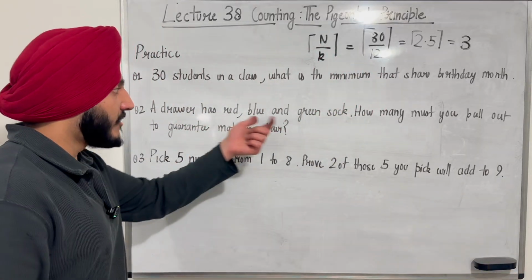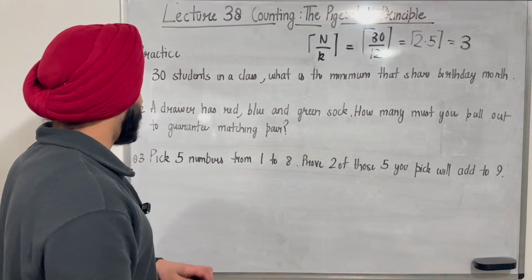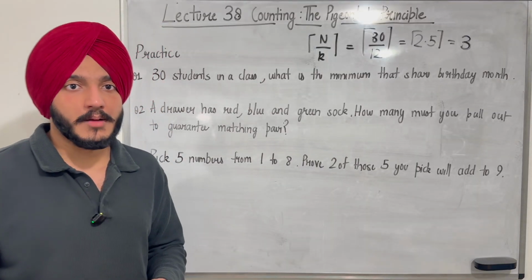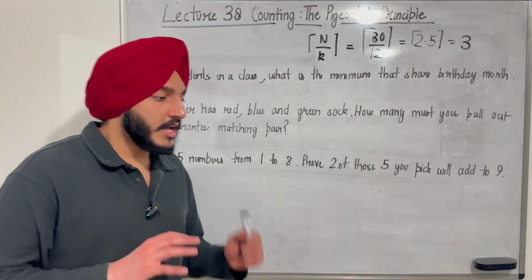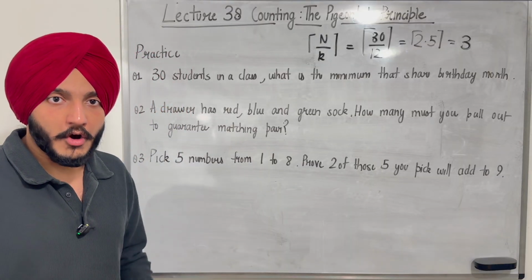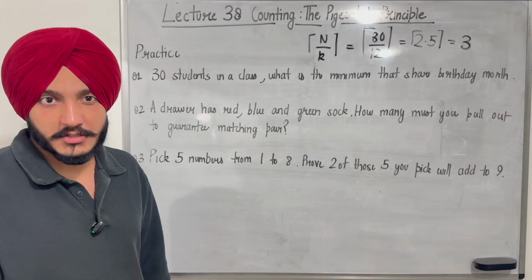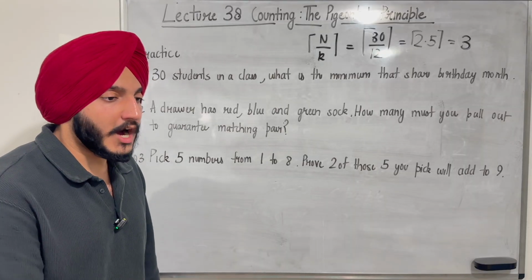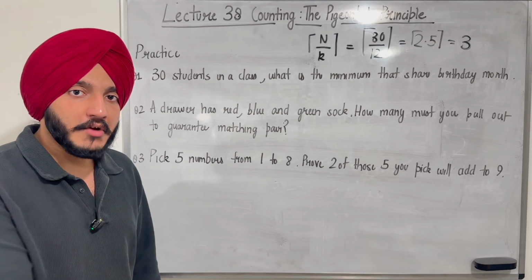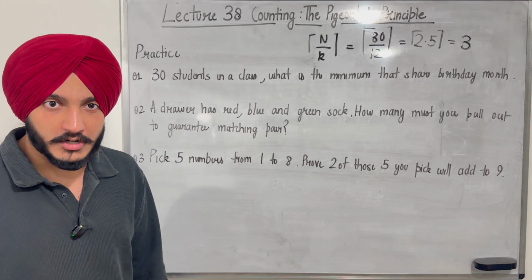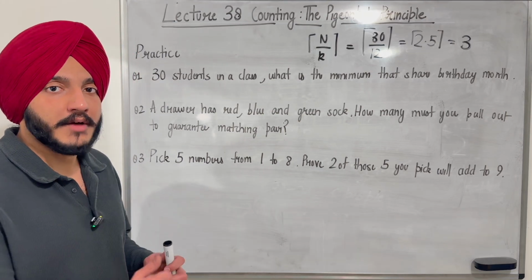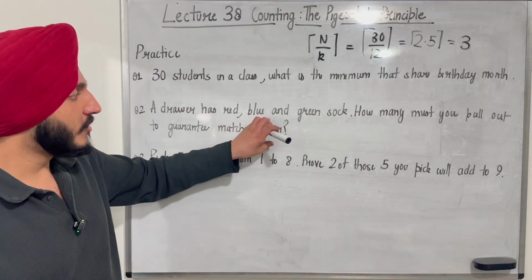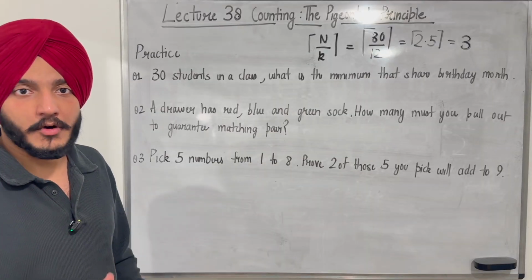A drawer has red, blue, and green socks. How many must you pull out to guarantee a matching pair? Okay, once again, let's just logically try to think about this, right? Now the idea is that you're in the dark. You cannot look at what the sock color is. You don't know exactly what's happening. But all you have to do is tell how many times blindly you will have to take out socks, such that you can guarantee that you have at least one pair, right? Guarantee you have a matching pair. So let's just think about this, right?